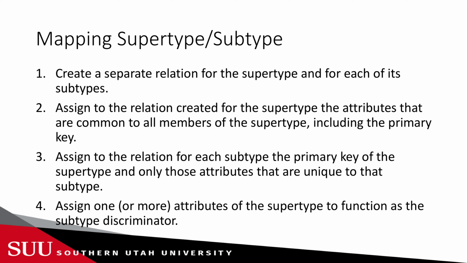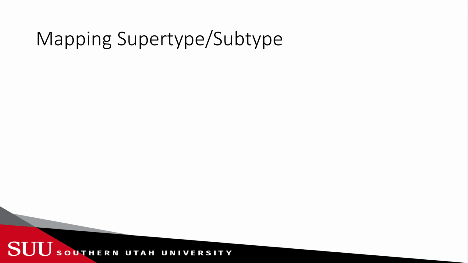Why did we say one or more? Because remember, if we have disjoint relationship, or disjoint constraint on the relationship, it's going to be one discriminator. If we have overlap, it's going to be more than one, and then we'll have some kind of binary or Boolean attributes in there.